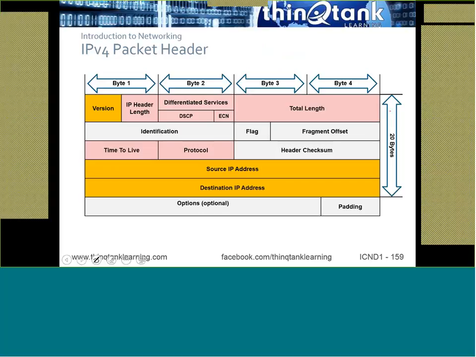This TTL value was put in as a loop avoidance mechanism for the internet. So if a packet gets caught in a loop somewhere, it doesn't just endlessly rotate around that loop, taking up all of the bandwidth and whatnot. After a certain period of time, the packet goes away.